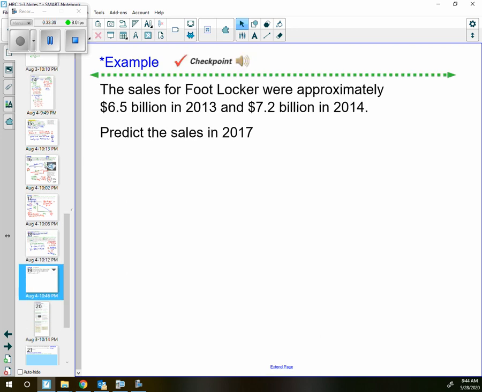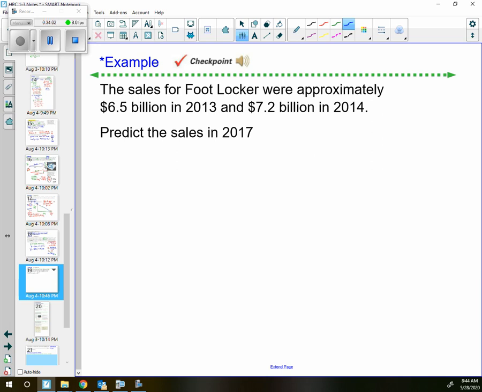All right, so now we're going to take a look at sales. A lot of money examples, because there are a lot of real life examples revolving around money. So let's see if we can get an idea of what could be happening in this situation. These are actual sales for Foot Locker, 6.5 billion in 2013 and 7.2 billion in 2014. Could you use that to predict the sales in 2017?